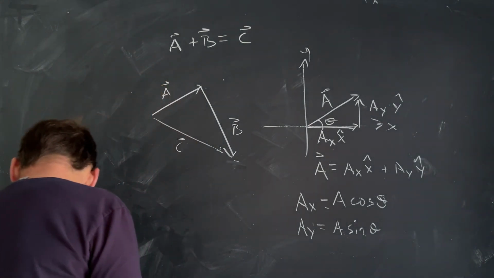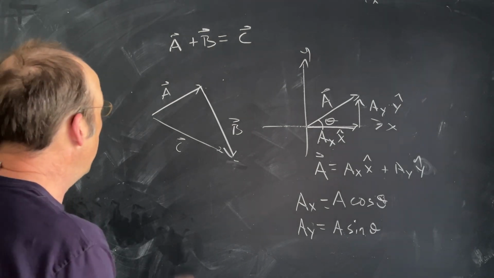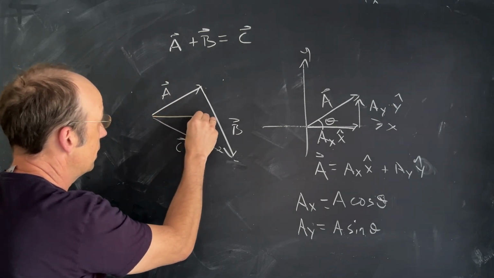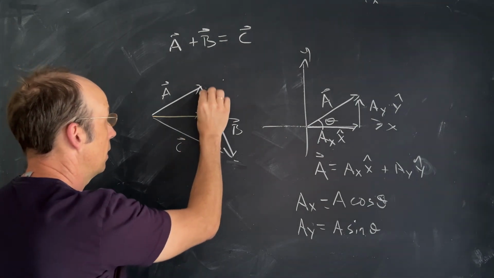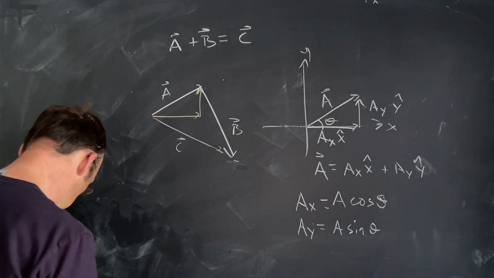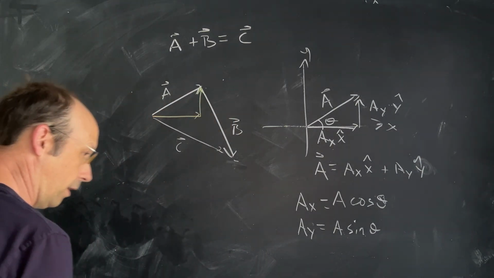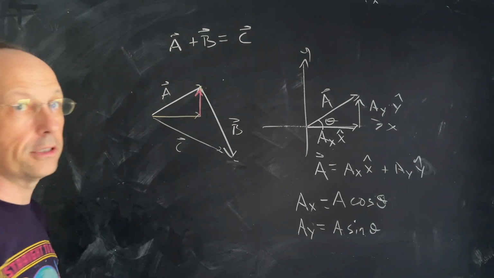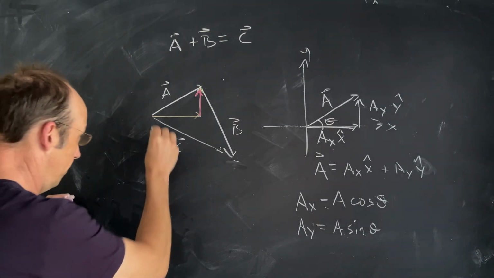Let me switch colors here and see if we can draw this. So here is my A vector. I'm going to draw that as A_x, like that, and A_y, like that. You can't really tell. Do I have blue? What about red? That's better. Okay, y is going to be red, and I'll do green and red.